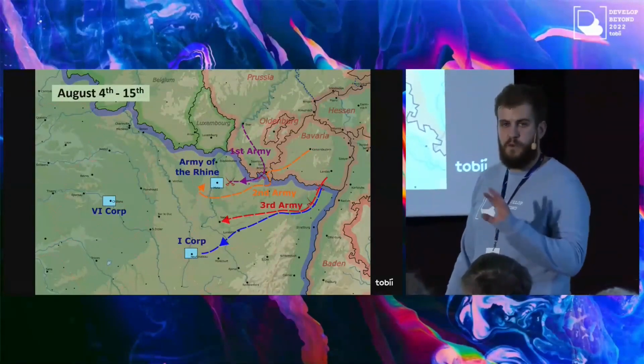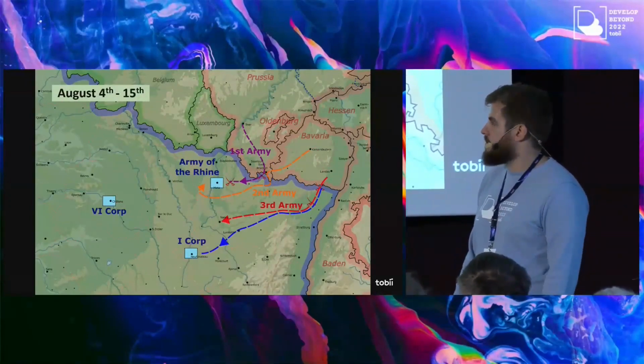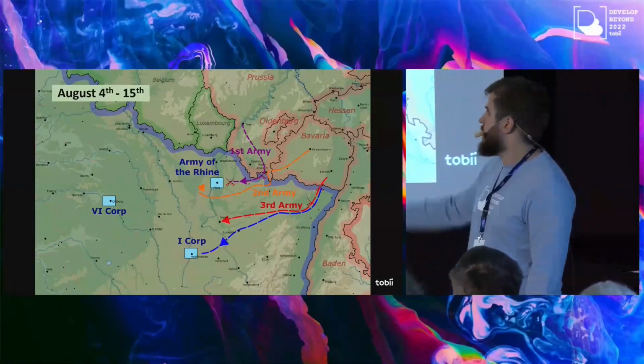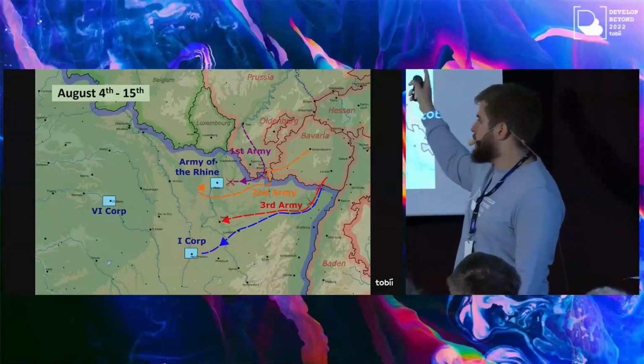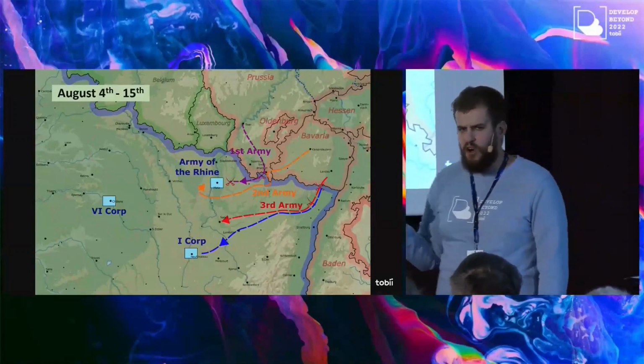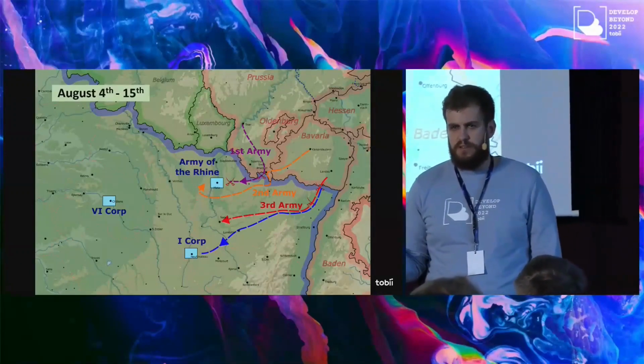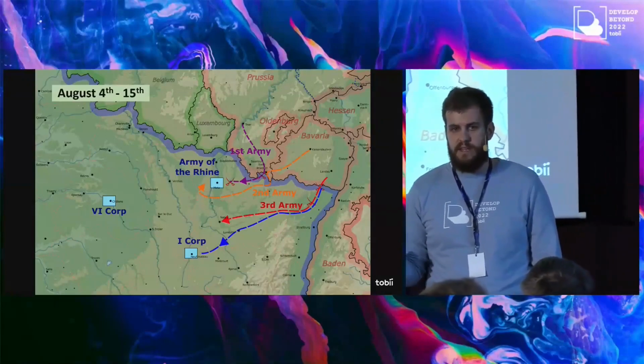2 days later, on August 4th, the German armies crossed the border into France. The 1st and 2nd Army pushed towards Metz, while the 3rd Army fought its way into Alsace. Their goal was to encircle the French Army of the Rhine at Metz and to destroy it.